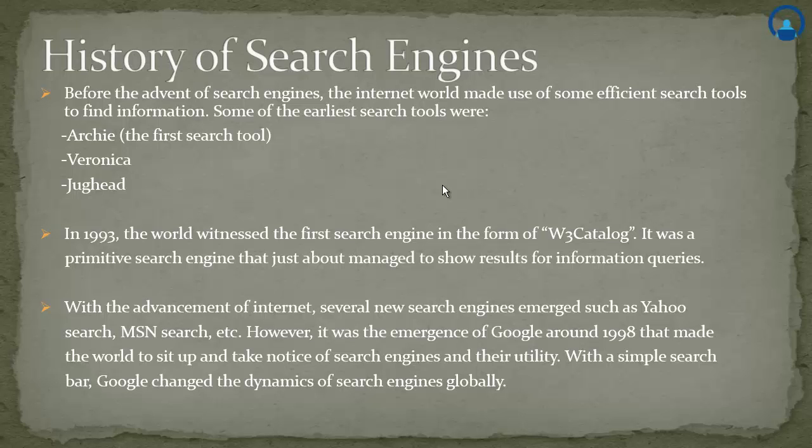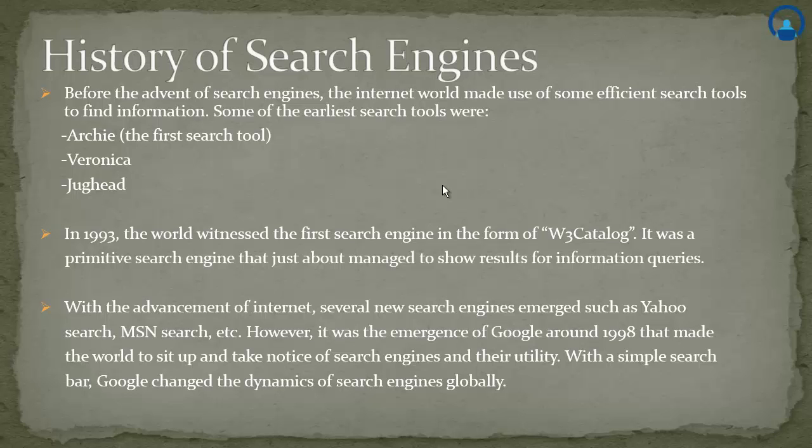So as mentioned over here, in the very early days search engines were not used. Instead, the internet world started out by using search tools, and these search tools made use of certain listings and small databases to extract the relevant information. However, these search tools were not comprehensive, and you could not search each and everything, or seek all types of information from such search tools.